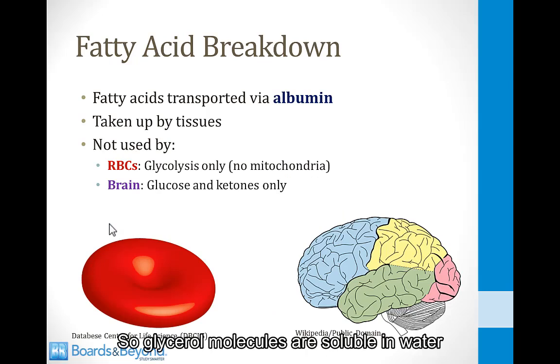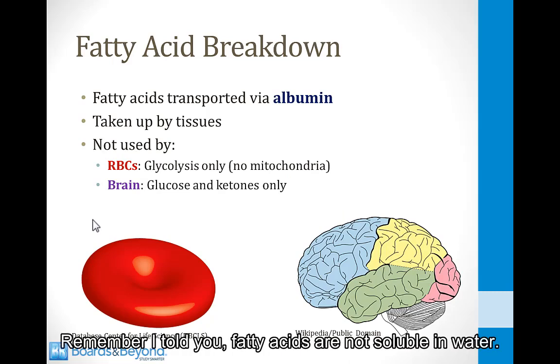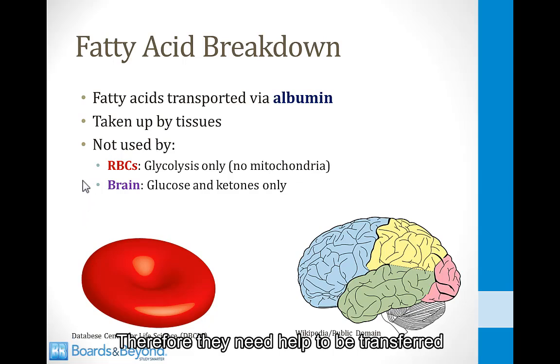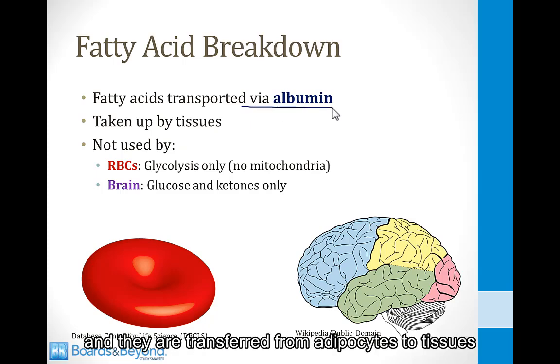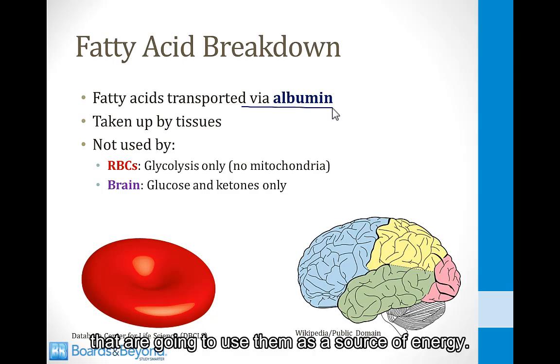So glycerol molecules are soluble in water and they can be easily transported through the plasma to the liver. But what about fatty acids? Remember, I told you fatty acids are not soluble in water. Therefore, they need help to be transferred through the plasma, and they get that help from albumin. They're bound to albumin and they're transferred from adipocytes to tissues that are going to use them as a source of energy.